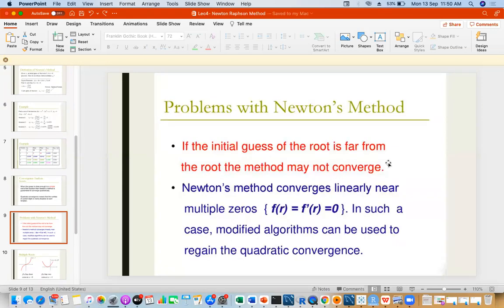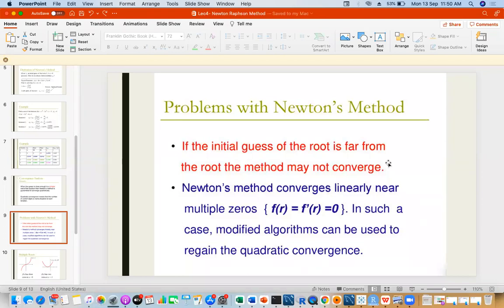Now, what are the disadvantages of Newton's method, or what are the problems with this method? When will we get stuck in this method? If the initial guess of the root is far from the root, then the method will not converge.